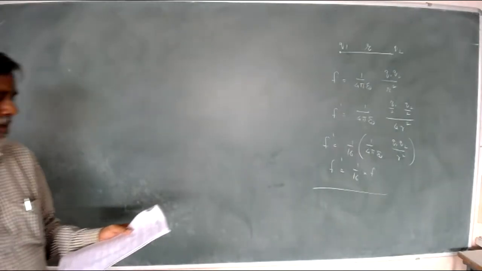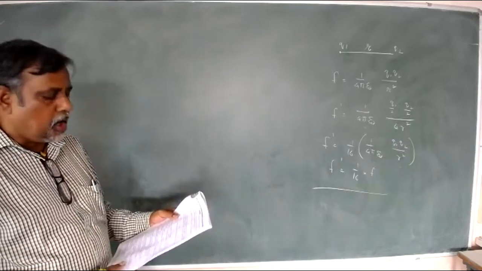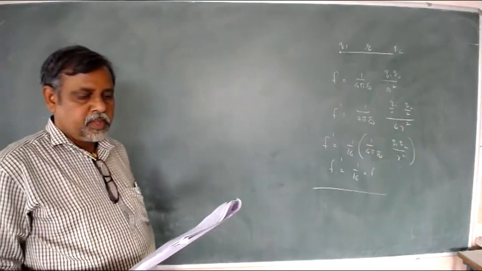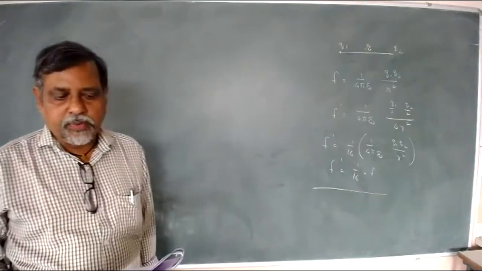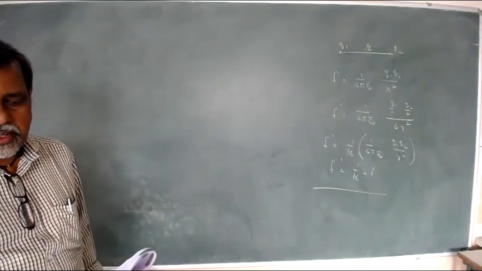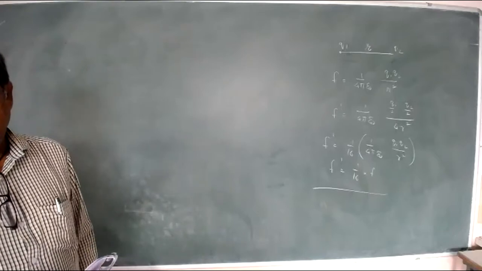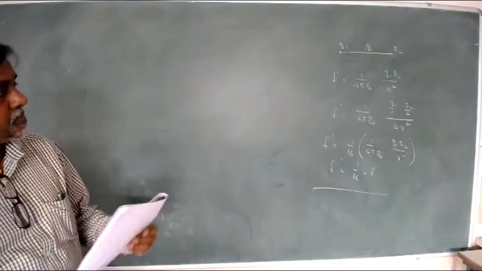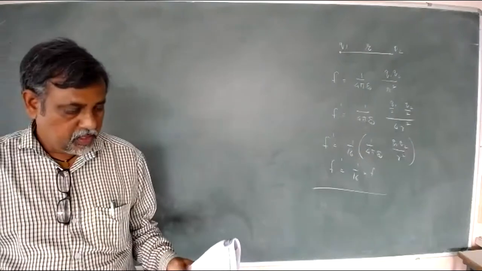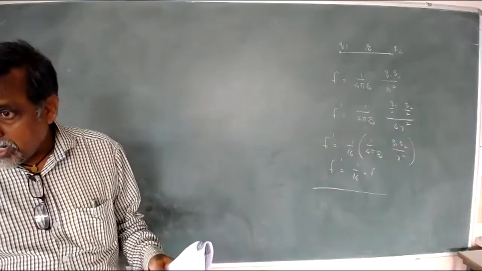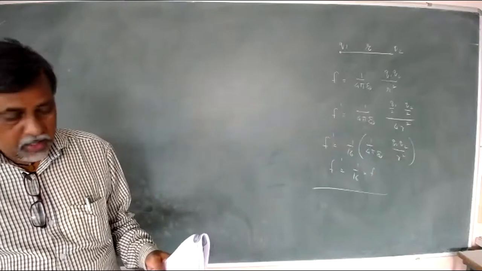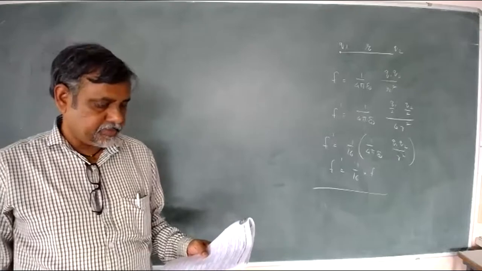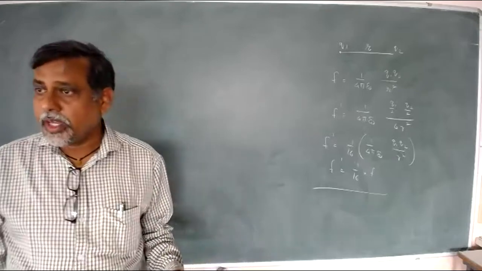The next problem is: two identical copper spheres are separated by 1 meter in vacuum. How many electrons would have to be removed from one sphere and added to the other sphere so that they attract each other with a force of 0.9 newton? Option C or B? Third option: 6.25 into 10 to the power 13.